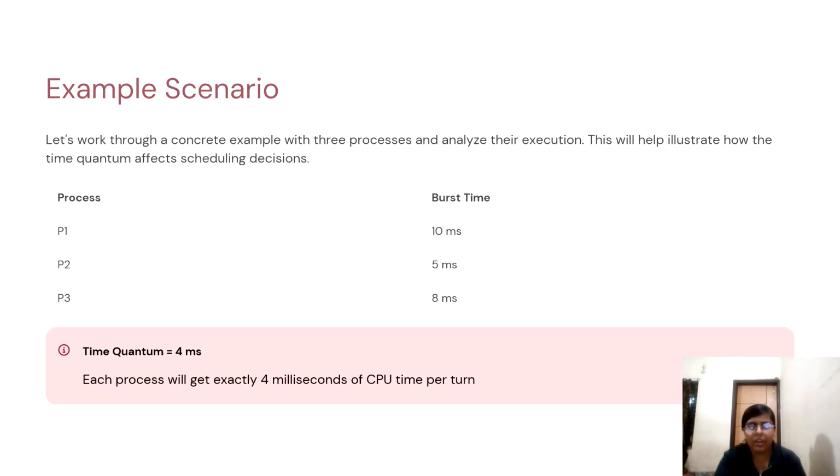So here we will learn this from an example. We have process P1 whose burst time is 10 ms, P2 whose burst time is 5 ms, and P3 whose burst time is 8 milliseconds. Our time quantum is 4 milliseconds. Each process will get exactly 4 ms of CPU per turn.